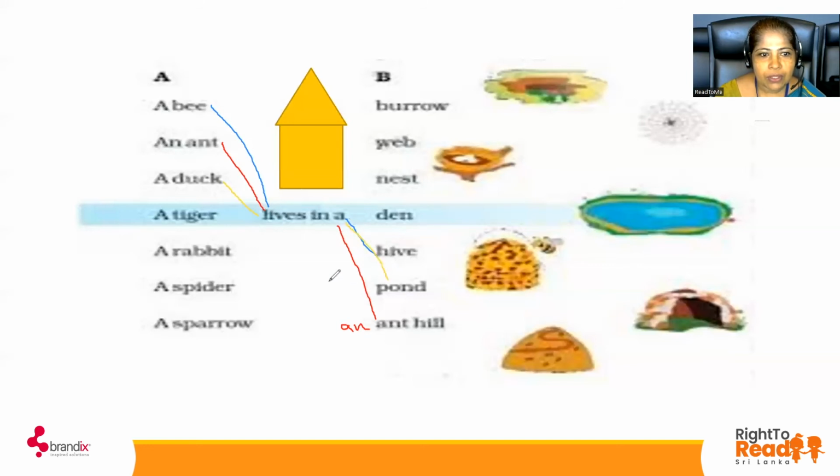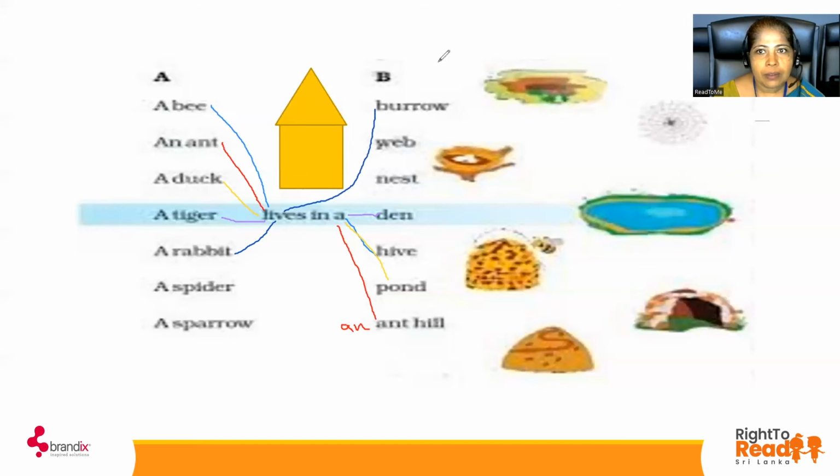We don't have fish, so we have a duck here. What's the next one? Tiger. Earlier we saw the lion. Tigers also live in the den, children, right? They all live in the forest. A tiger lives in a den. Rabbit. You remember? Where does a rabbit live? Rabbit lives in a burrow.